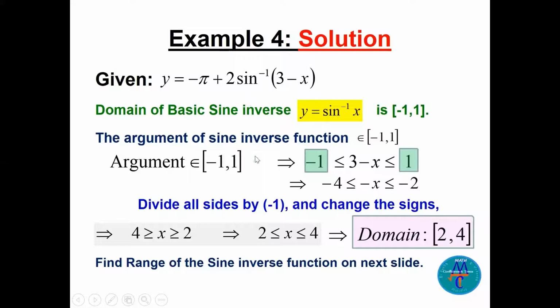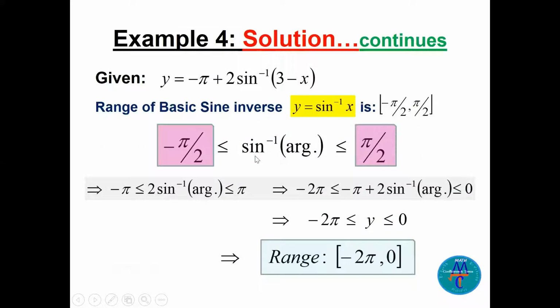Let's see the range on the next slide. See, the range of the basic sine inverse is minus pi over 2 to pi over 2. So I take the function. I don't use the argument now. See, sine inverse, that's why I wrote the argument. Sine inverse of any argument will be between minus pi over 2 to pi over 2. This 2 will affect the range. This minus pi shifting down will affect the range.